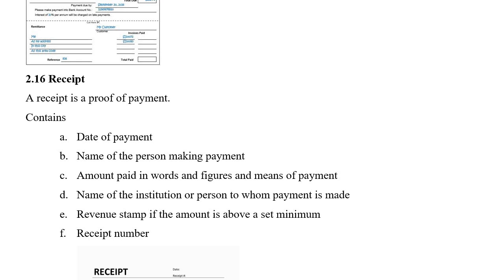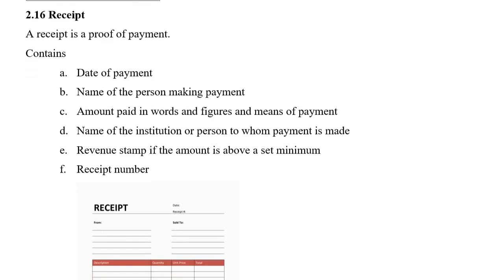It contains the following: the date of payment, name of the person making the payment, that is the buyer, amount paid in words and figures and means of payment, name of the institution or person to whom payment is made, revenue stamp if the amount is above a set minimum, and also the receipt number. So let's see it here.